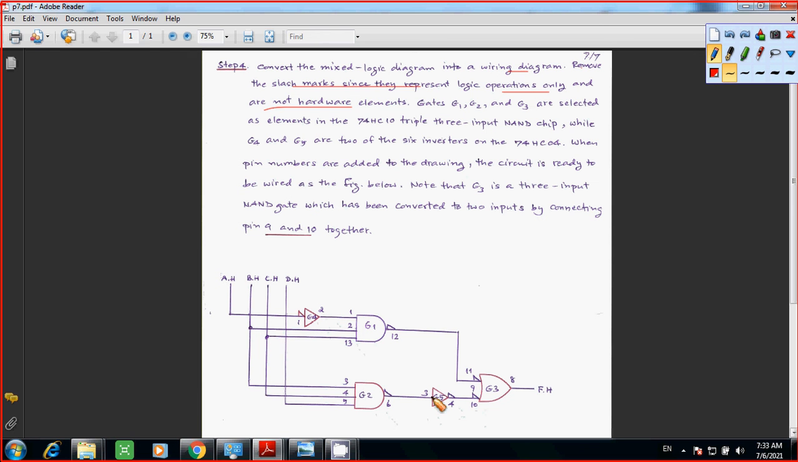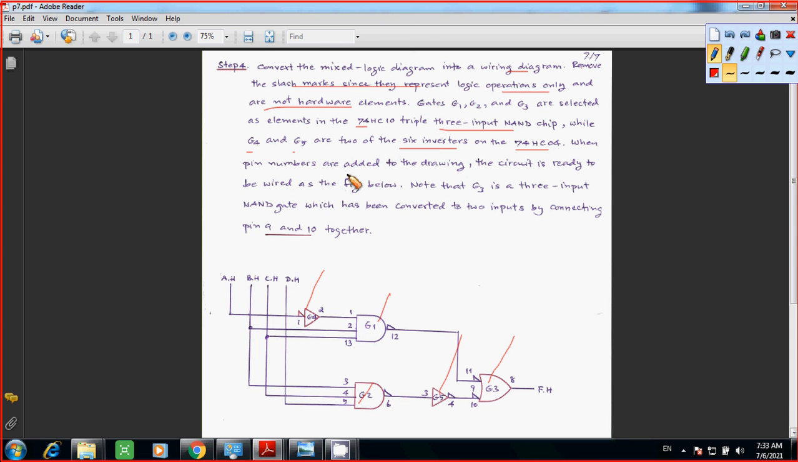So that's why you have a circuit like this. Gates G1, G2, and G3 are actually 3 input NAND gates, and you can get them from the IC 74HC10. That's the triple 3 input NAND chip. I will show you the data sheet later. Why G4 and G5? They are 2 of the 6 inverters. This is the inverter, the voltage inverter. G4 and G5, you can get from the 74HC04. That's the 6 inverters.